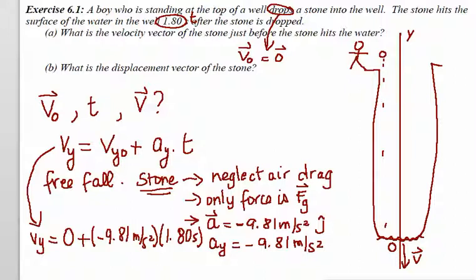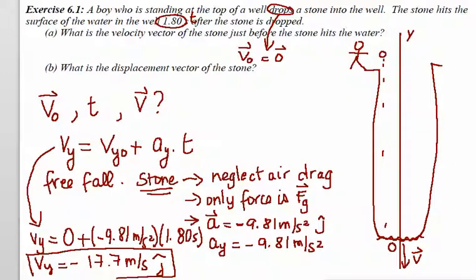So just give me a sec. I found negative 17.7 meters per second j hat. If I write it in that format, I should actually not say j hat. I should say that this is the v vector. There should be an arrow on top of it, like this.